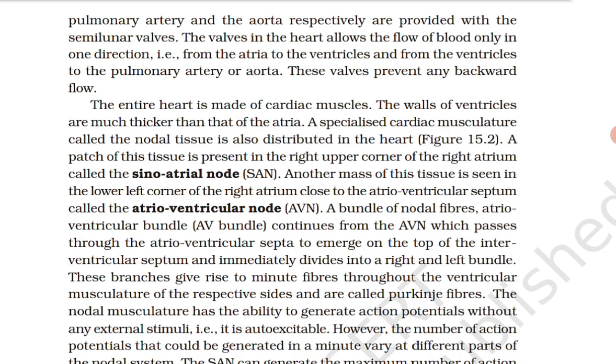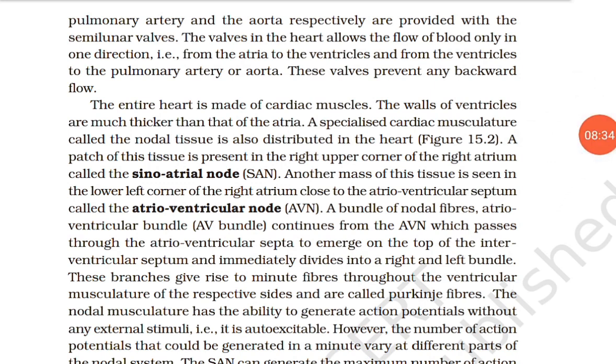Let us study the human circulatory system. So, we are starting with the human circulatory system. The human circulatory system, also called the blood vascular system, consists of a muscular chambered heart, a network of closed branching blood vessels, and blood, the fluid which is circulated.